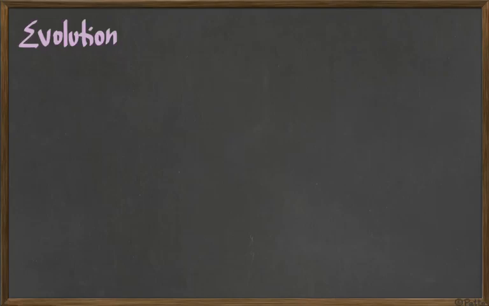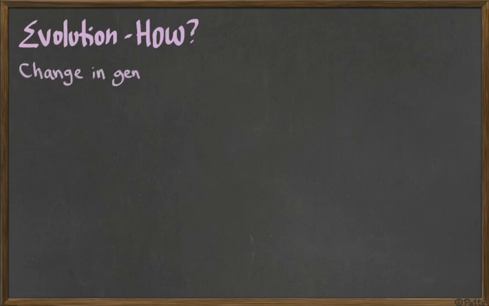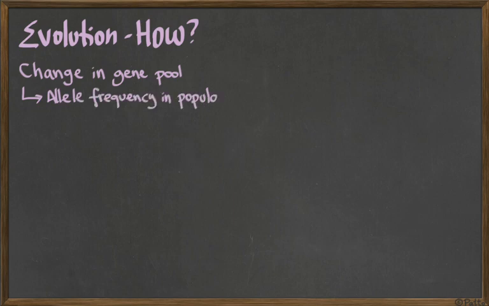Today we are going to see how evolution works. We are going to see how it happens. So, evolution is change in the gene pool. Ultimately, it's the change in the frequency of the alleles that you have in a certain population.